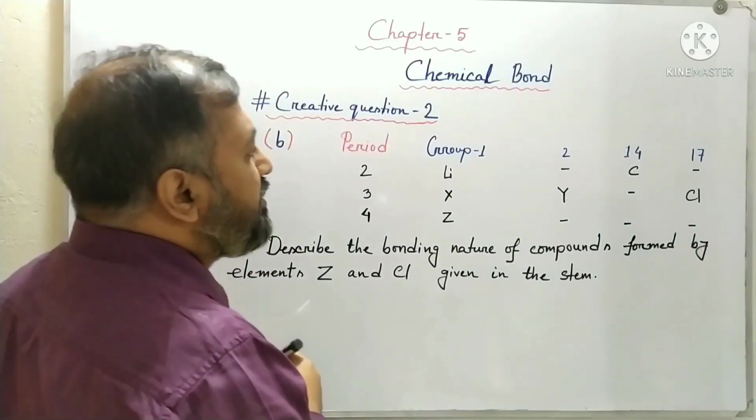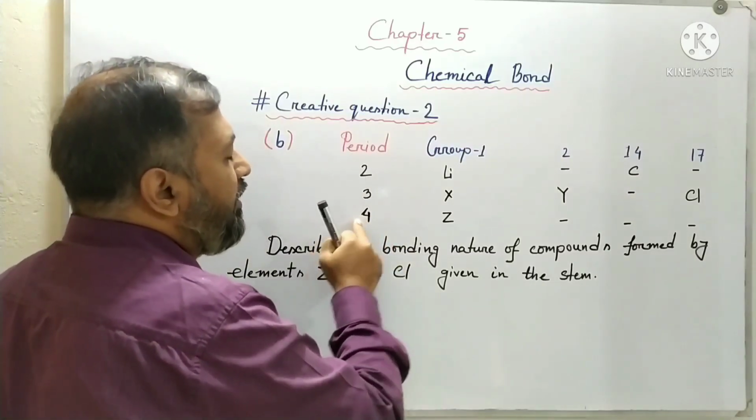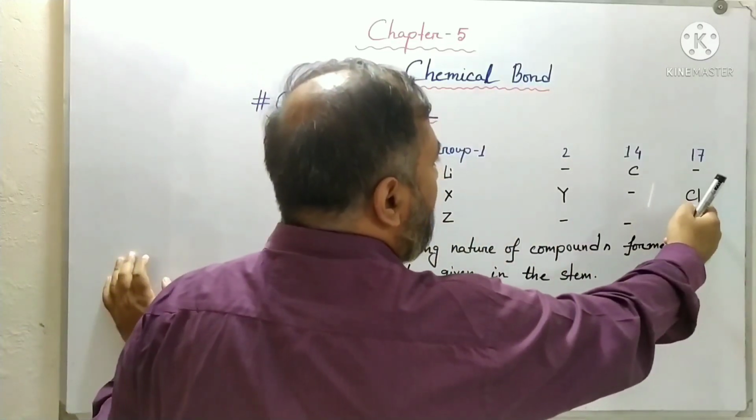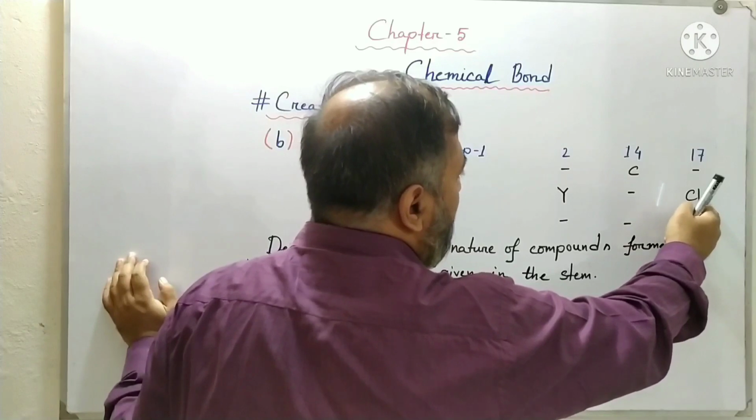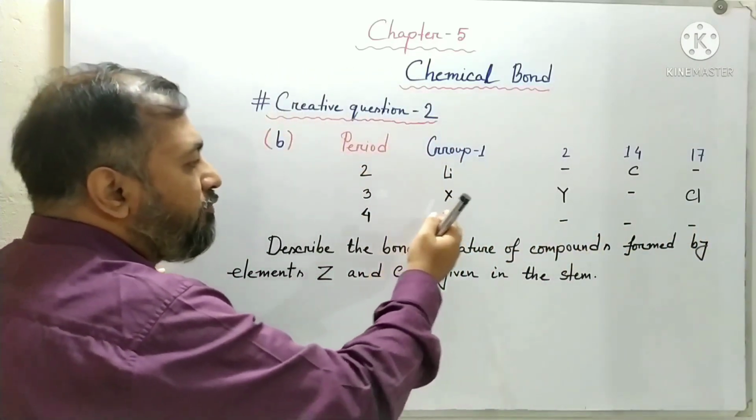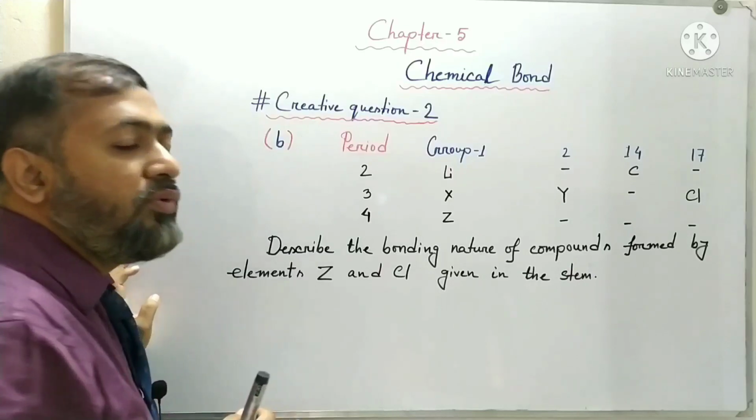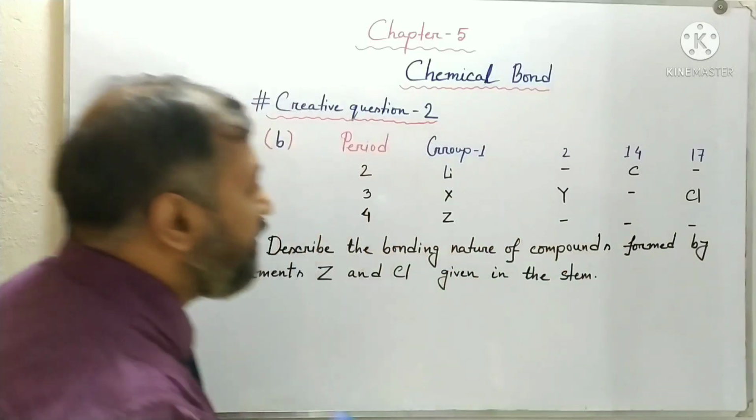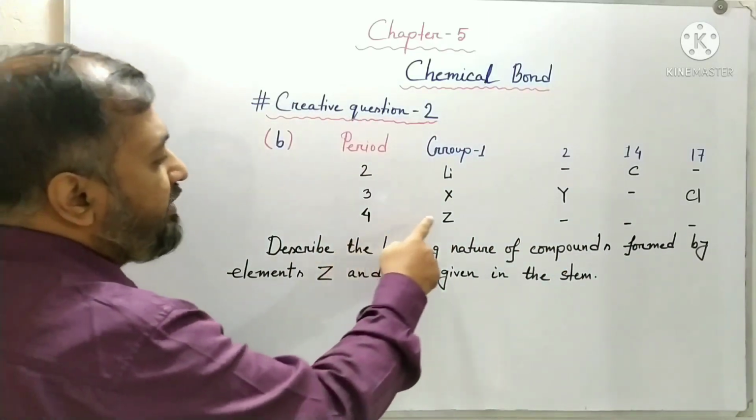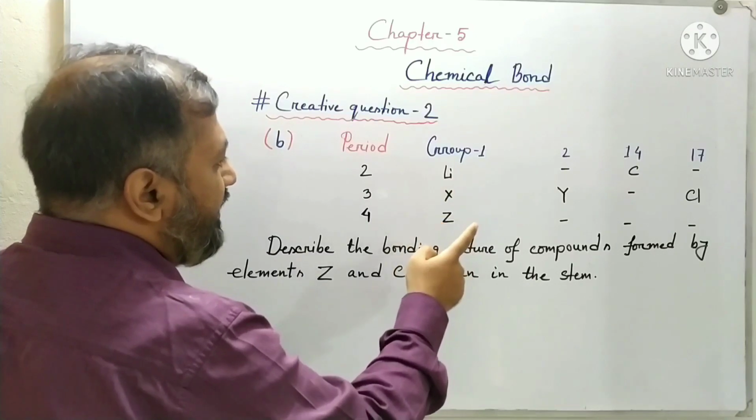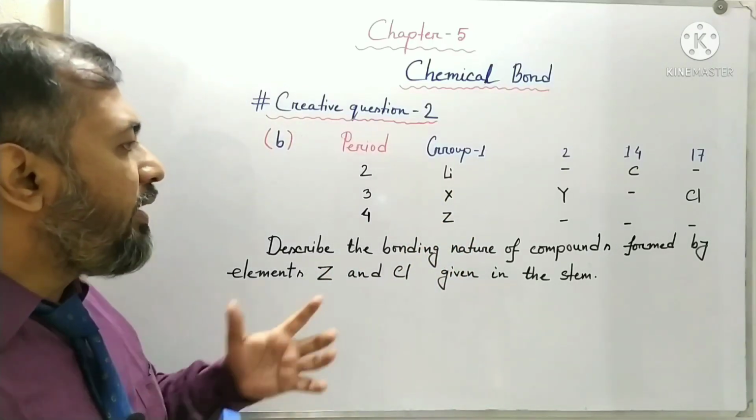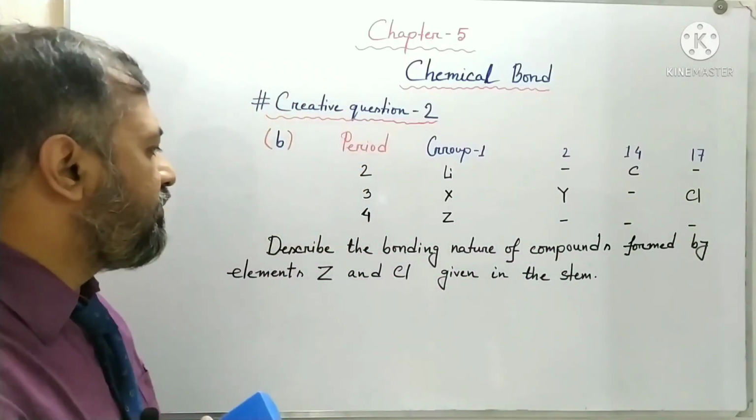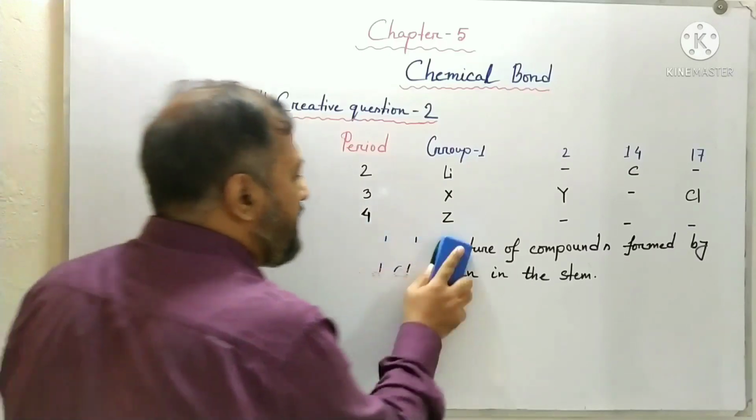So the element which is present in the fourth period and first group, which is Z, forms a compound with the element present in the 17th group, which is actually chlorine. So what kind of compound is formed between these two elements, we need to describe. To explain this question, we need to find out what Z actually is, and then I will describe what kind of compound is formed between Z and chloride ion. So I'm going to describe this.